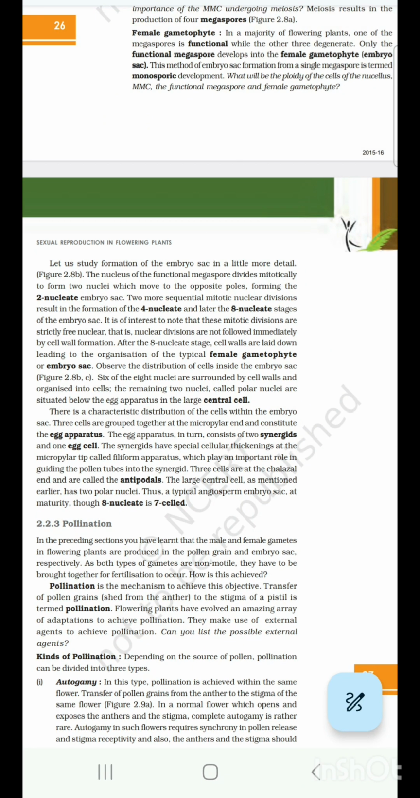So it is all about your male reproductive organs and female reproductive organs and their development. In my next class I will discuss pollination, fertilization, and other topics present in this chapter.